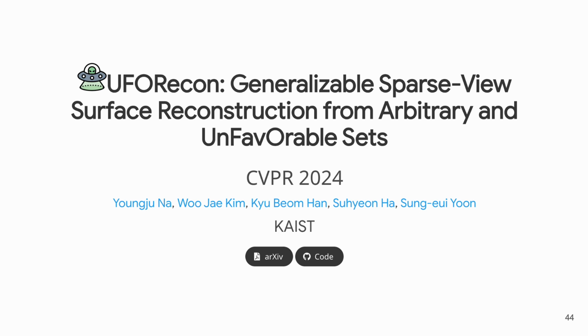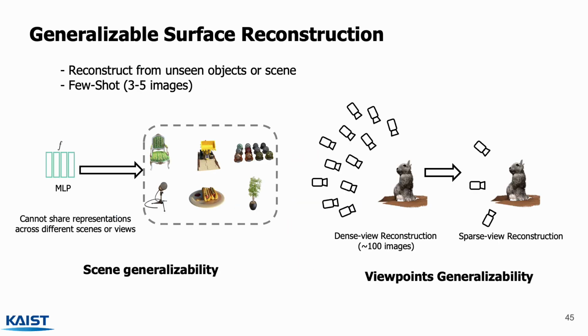Okay, so I'd like to introduce one of the papers in our lab that's published this year. The paper is titled UFO Recon, Generalizable Sparse View Surface Reconstruction from Arbitrary and Unfavorable Sets. The target task of this paper is generalizable surface reconstruction, where we take a few-shot input images, and we want to estimate the underlying geometry or surface of the objects or scene.